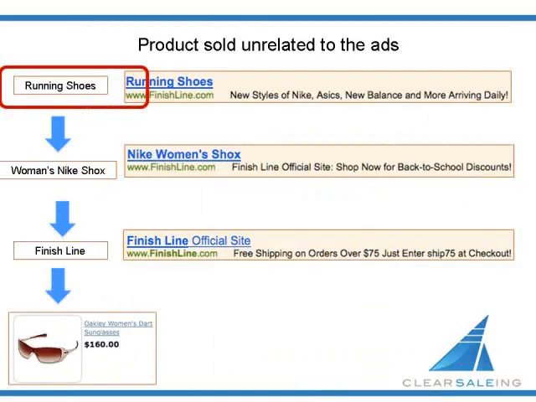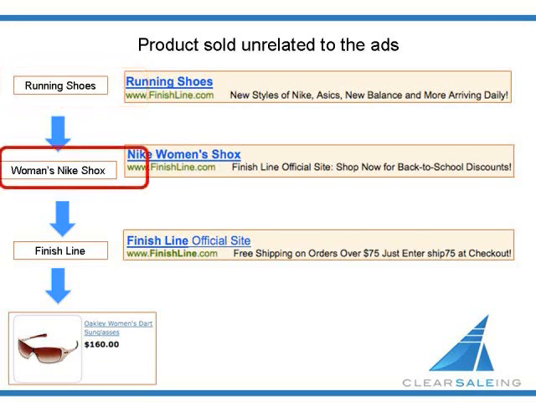In this purchase path, there are 3 searches. First, there is a search for running shoes. A Finish Line ad gets clicked on, but there is no purchase. The search is then refined to women's Nike Shox. Again, the consumer clicks on a Finish Line ad, but does not make a purchase.